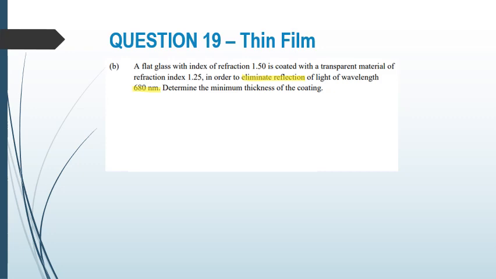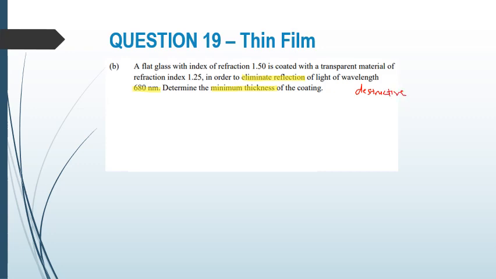And once again, the question mentions minimum thickness. So minimum thickness means that we want minimum order. But the minimum order depends on the type of equation that we're going to use. So now let's see which equation we should use. So we have done determining the type of interference. So what we have right here is destructive interference again.